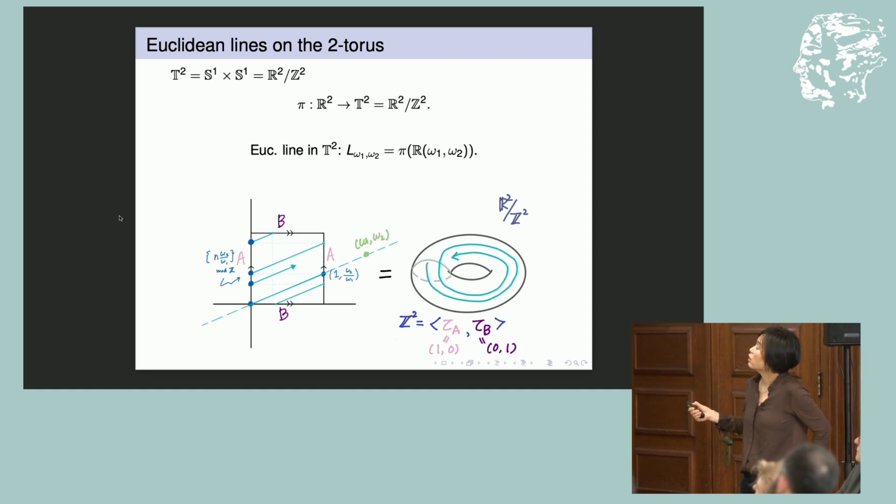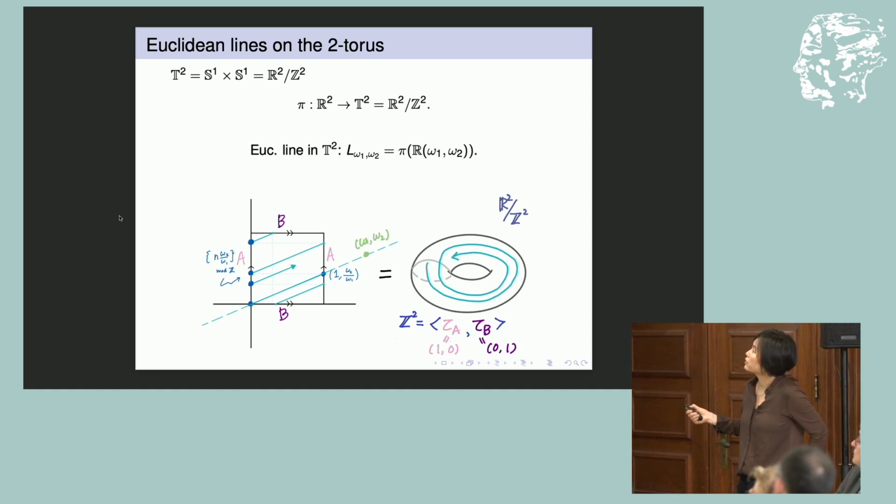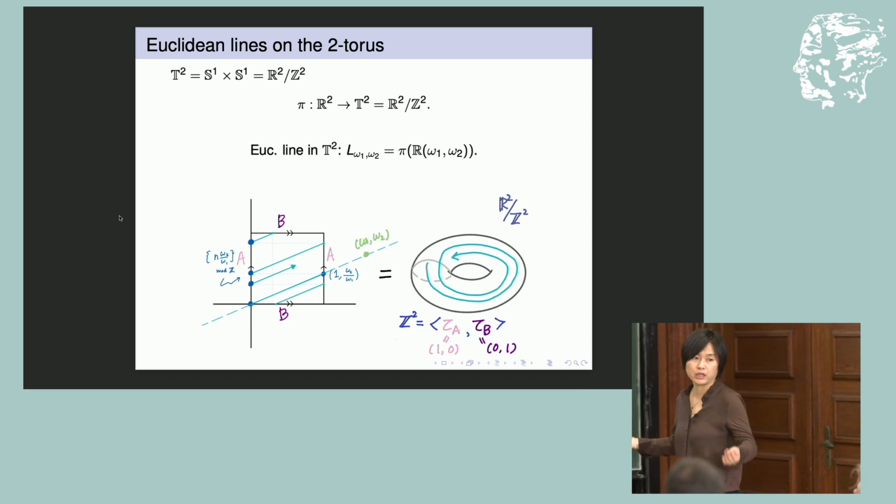Now imagine my traveler travels along this Euclidean line L omega 1, omega 2. Which places will she be able to see?